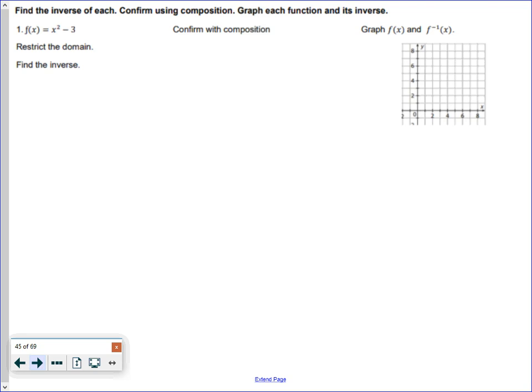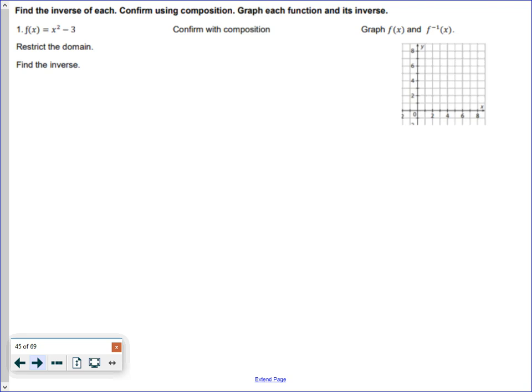So number one, we're told to find the inverse of each function, confirm using composition, and graph each function and its inverse. So anytime that we're trying to find the inverse of a quadratic or a polynomial to the second degree, we always have to restrict the domain.